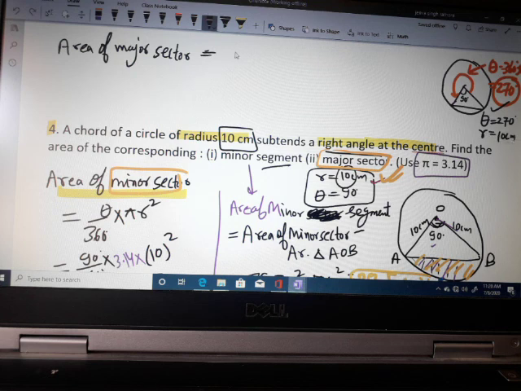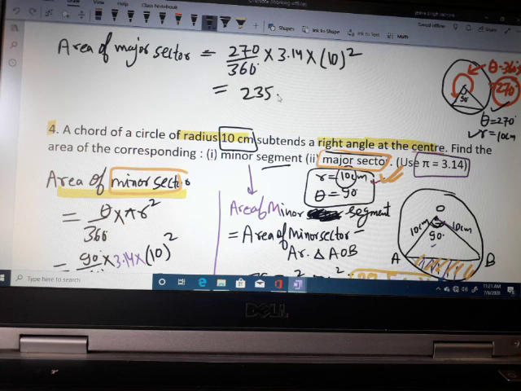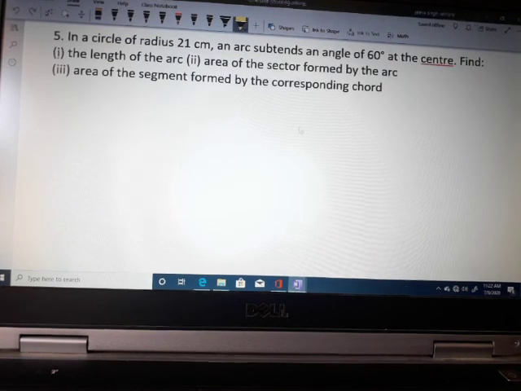I can put theta is equal to 270 upon 360, theta upon 360 into pi r square, r is the same, pi equals 3.14 into radius of circle 10 into 10 square. After solving this you will get the same answer, that was equal to 235.5 centimeter square. This is also another way. You can solve in this way also. You will get the same answer. Next question. Same type of questions.